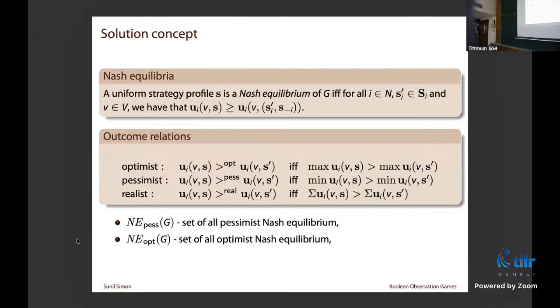So it depends. We are looking at these two, the optimist and the pessimist. It depends on what rule we fix.